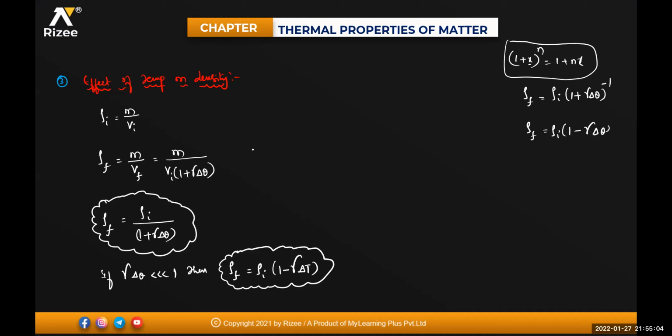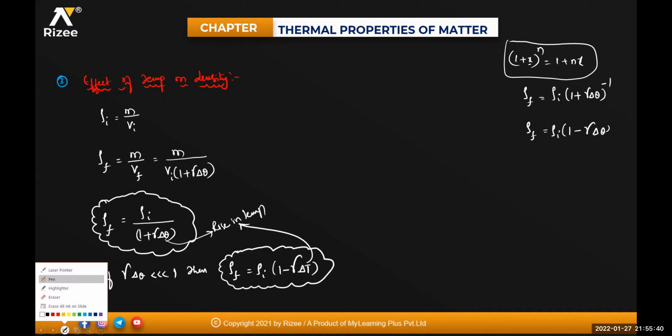Okay, so that is the effect of temperature on your density. How do you calculate the formula? Rho f is equal to rho initial divided by 1 plus gamma into delta T. If gamma into delta T is very much lesser than 1, then rho final will be equal to your initial density into 1 minus gamma into delta T. Delta theta is your rise in temperature. This one and this one are one and the same. This delta theta is nothing but the rise in temperature. It's only a representation change. That's it.